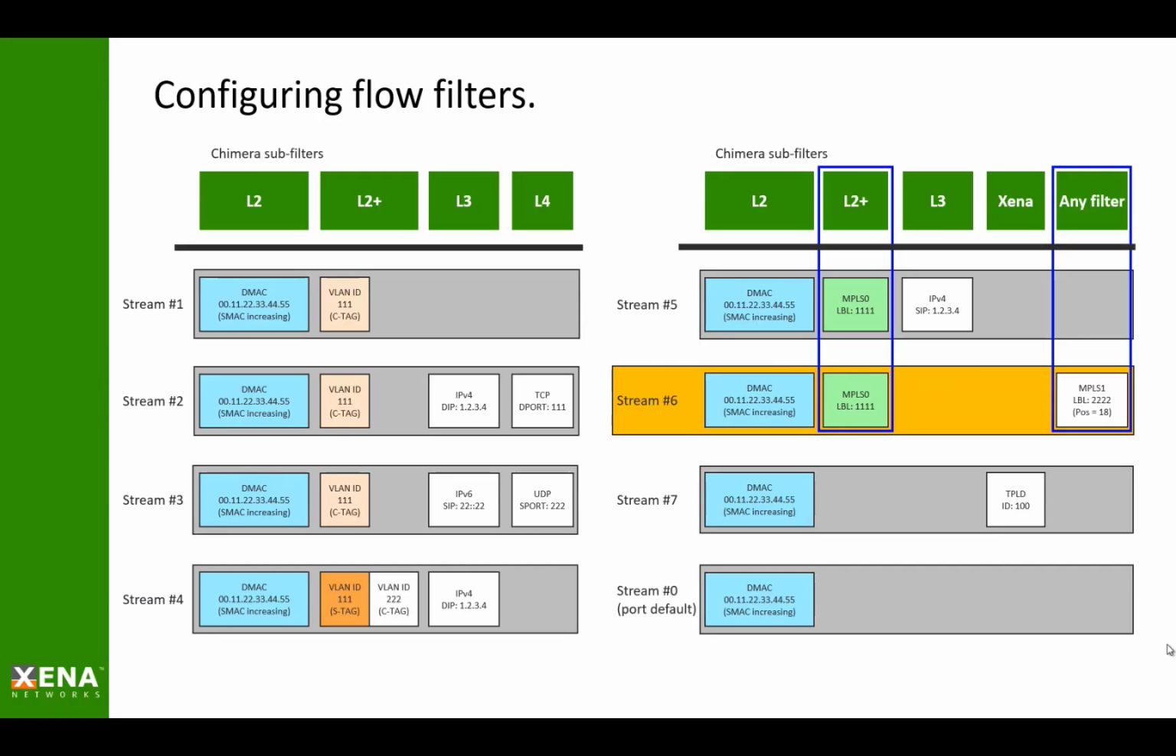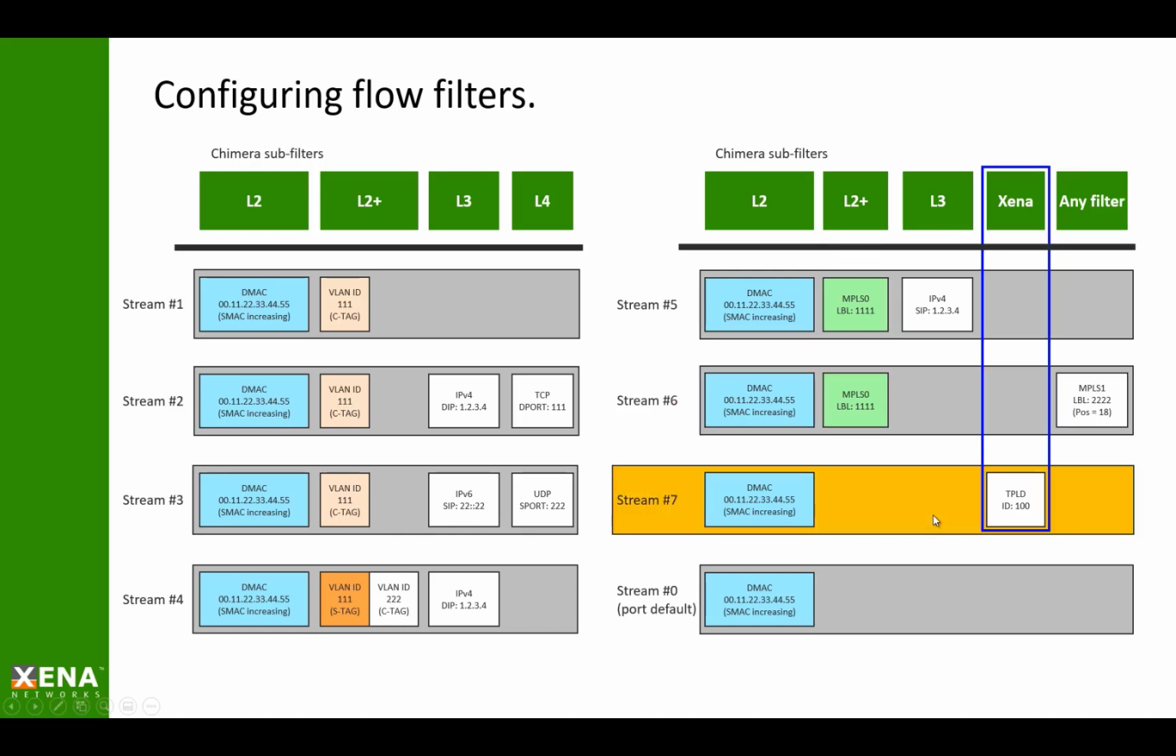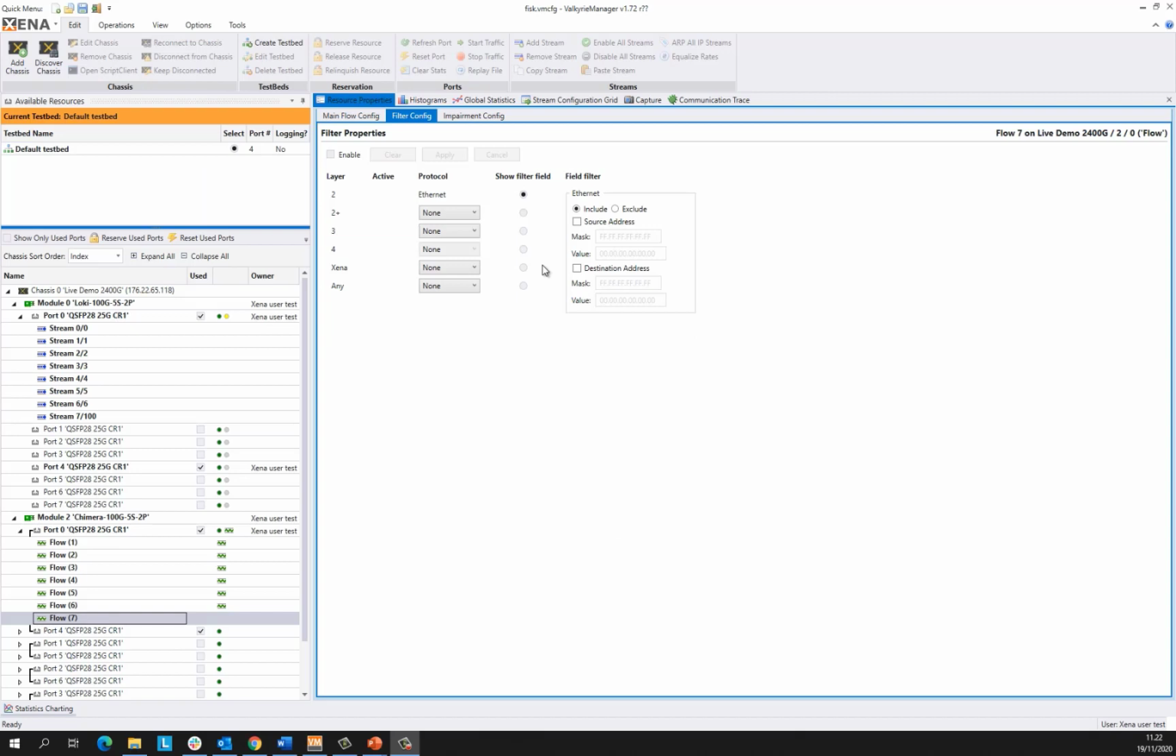XENA Valkyrie traffic generators can insert a XENA Test payload into their packets for different kinds of statistic. The test payload contains an ID which can be used for flow filtering inside Chimera when used in combination with Valkyrie traffic generators. This allows very simple filtering with no need to specify the actual packet encapsulation. Stream number 7 has been defined with a test payload ID of 100, which I will use for filtering in the XENA proprietary subfilter. So now I'm ready to configure the final filter for flow number 7.